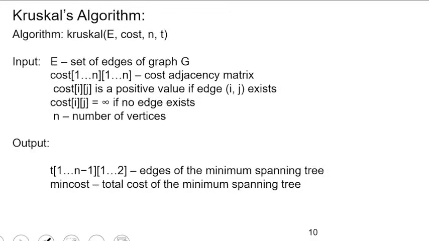And T is the minimum spanning tree. It is also a two-dimensional array which contains only two elements in each row. One is the first vertex and the next element is the next vertex. For example, if you have edges like 1, 2, 2, 3, 3, 4, it is two-dimensional, so this is the first and second element, and so on.